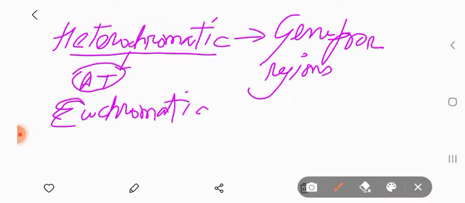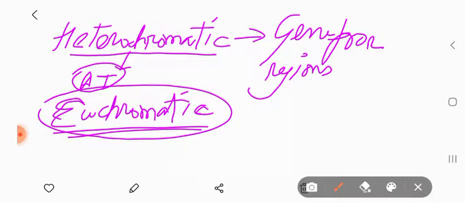Euchromatic regions are gene rich regions because euchromatic regions are loosely coiled chromatin regions where enzymes are accessible, they can access this DNA for transcription, for replication, etc. So normally the euchromatic regions are mostly GC rich. The Giemsa stain cannot stain this euchromatic region. That's why this region appears as light bands during the G banding technique.